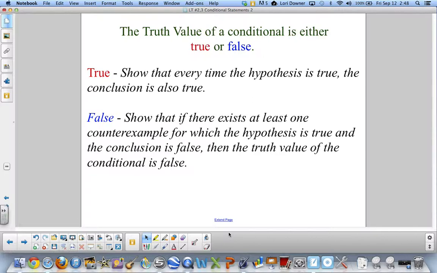The truth value of a conditional statement will either be true or false. True means that every time the hypothesis is true, then the conclusion is true. False means that I can show a counterexample for which the hypothesis is true and the conclusion is false.